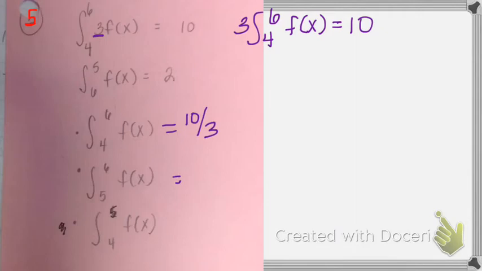The next one says the integral from 6 to 5 is 2. So what's the integral from 5 to 6? Well, that should be negative 2 because the only thing that's happened is those two things are switched.